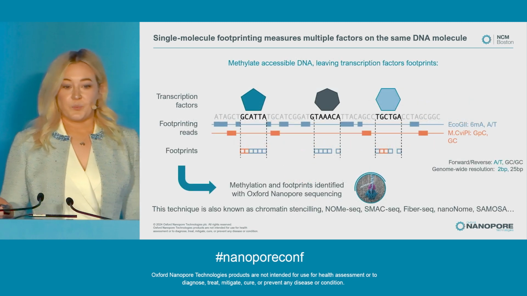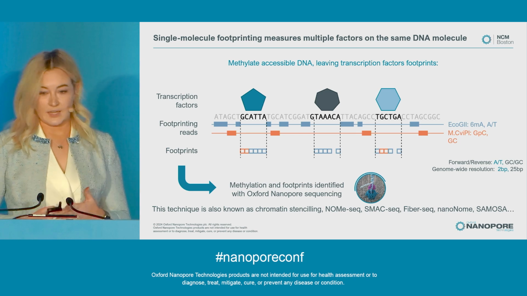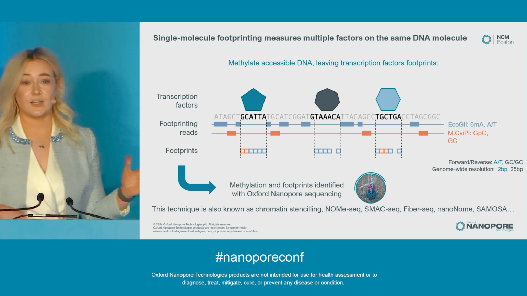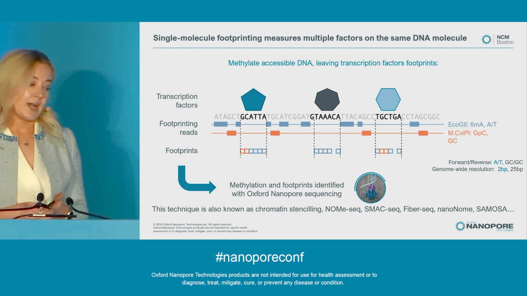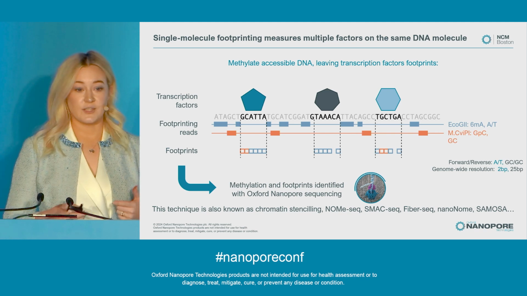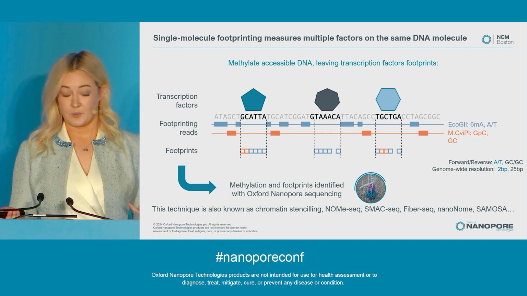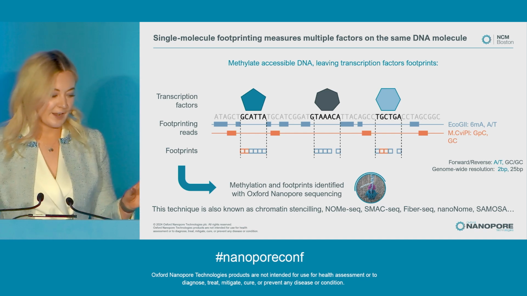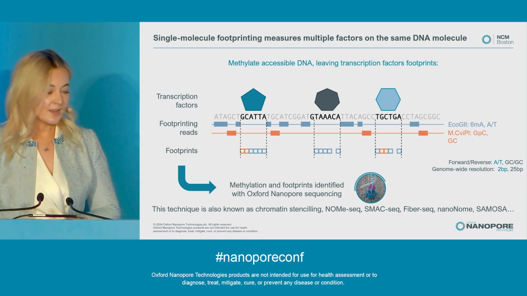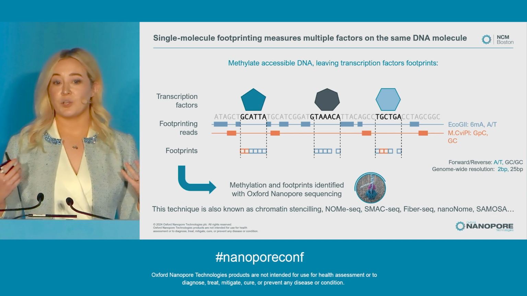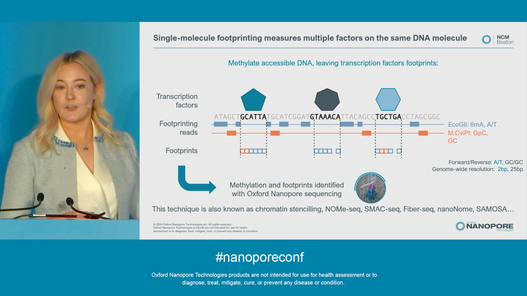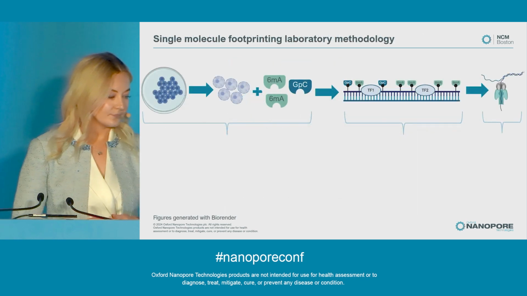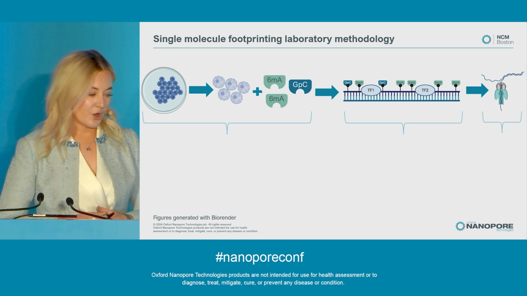So the idea is that we've marked all of our A's and all of our GCs that are accessible. But then we have this footprint where there's no methylation, where our transcription factors are bound. Then we can identify these methylated regions and these footprints by using Oxford Nanopore sequencing. This technique has multiple different names, chromatin stenciling being one of them, but we have called this single molecule footprinting because the key thing we're looking for is these footprints where transcription factors are bound.